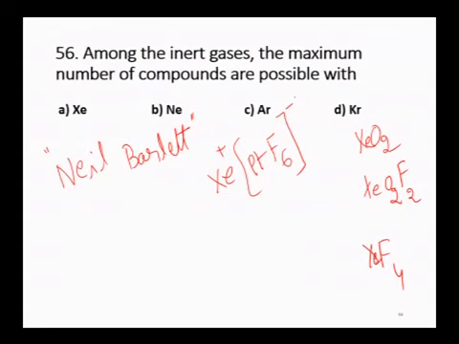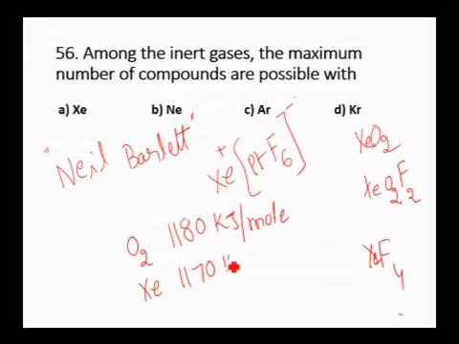Neil Bartlett is the person who observed that oxygen has an ionization energy of 1180 kilojoules per mole. To remove one electron from an oxygen atom, it needs 1180 kilojoules, whereas xenon needs 1170 kilojoules. By observing these two values, he concluded that varieties of compounds can also be prepared from xenon.